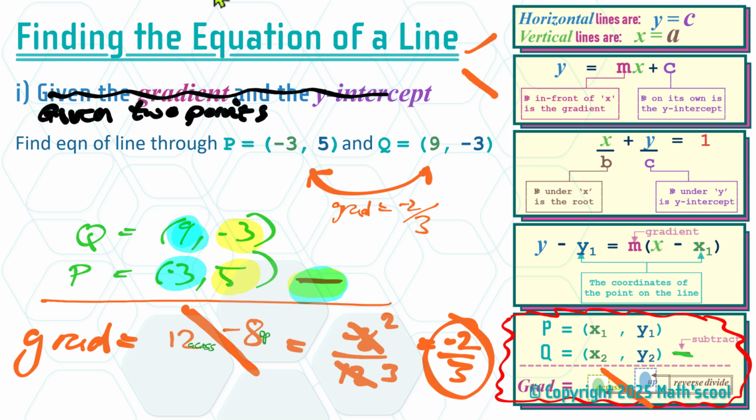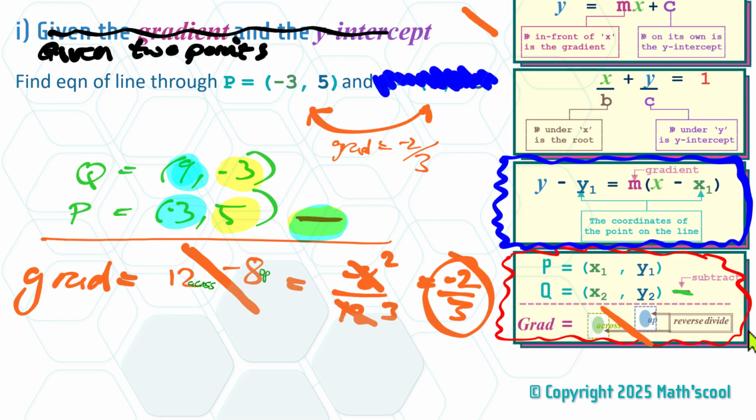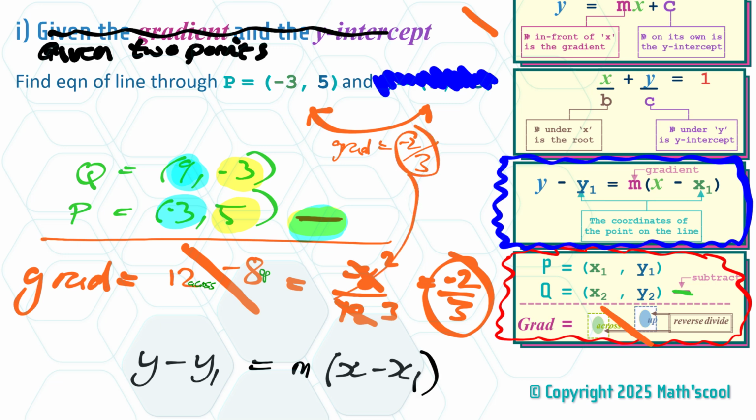Now I can switch back to this method here, because I now know the gradient, and you need the gradient and 1 point. So I'm just going to cross out this point. You only need 1 point now. I used it already, but I'm crossing it out now because I don't need it anymore. And then I'm going to do the same thing as we did before. y minus y1 equals m times x minus x1. That's the gradient, that's the x1, and that's the y1.